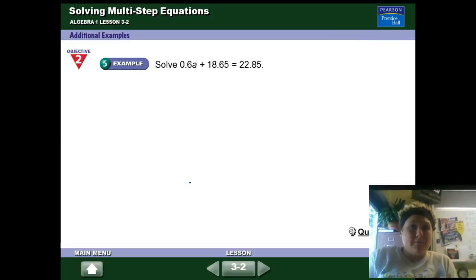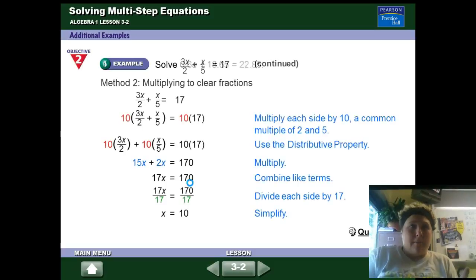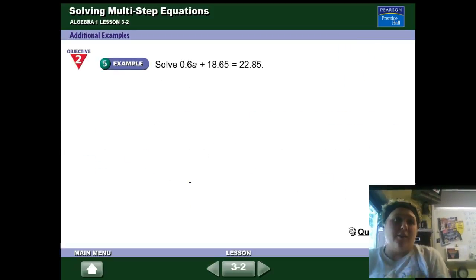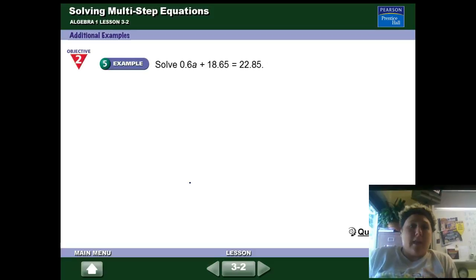We have one more problem for today, and that's going to be with decimals. So the first thing I'm going to have you do, just like with those fractions before, where we tried getting rid of the fractions, we're going to try to get rid of our decimals here. What you're going to look for is going to be different every time, based on the problem that's given.